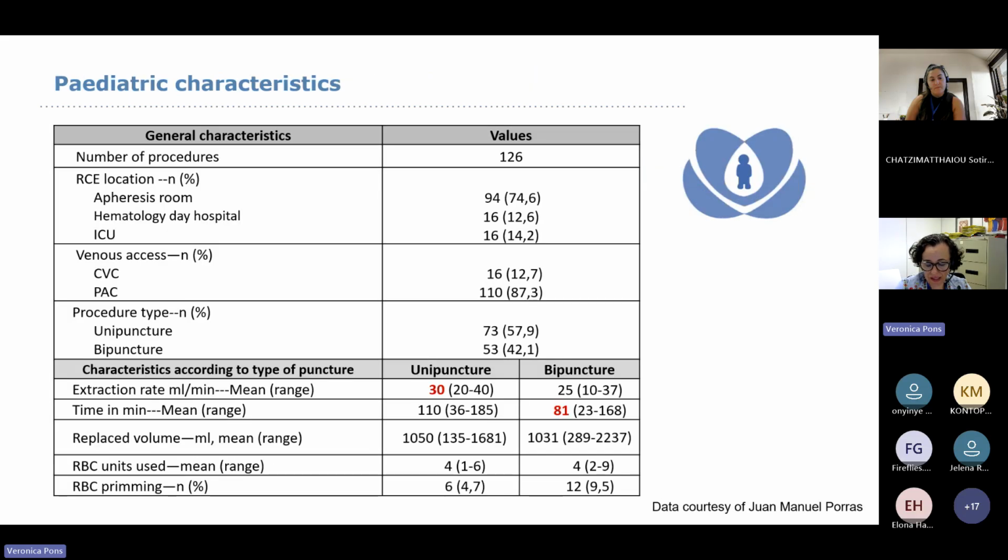And as I said before, once the single needle software was available, it was implemented in our patients, and it should be noted that the average extraction rate was approximately 30 milliliters per minute. That is, I think, a very good thing. And the procedure takes longer, of course, if the dual needle modality is used.